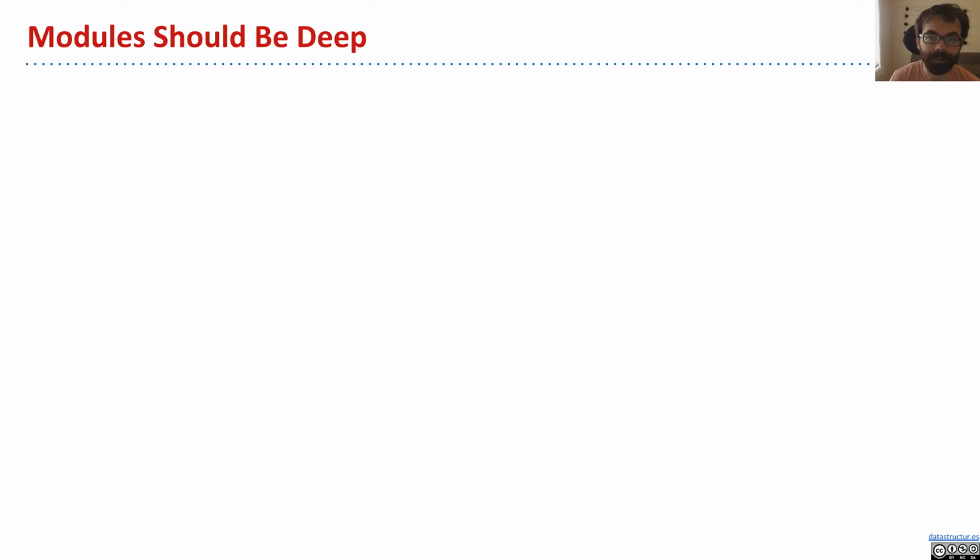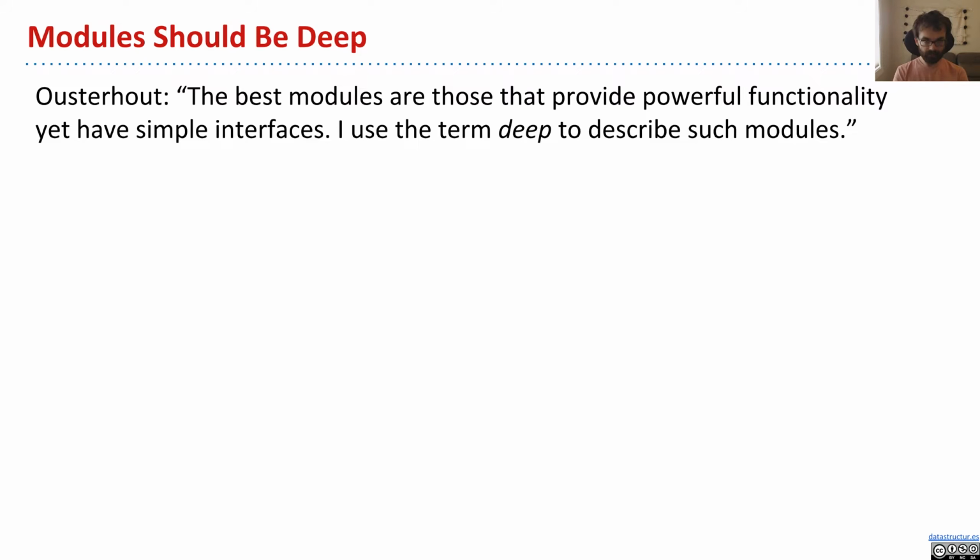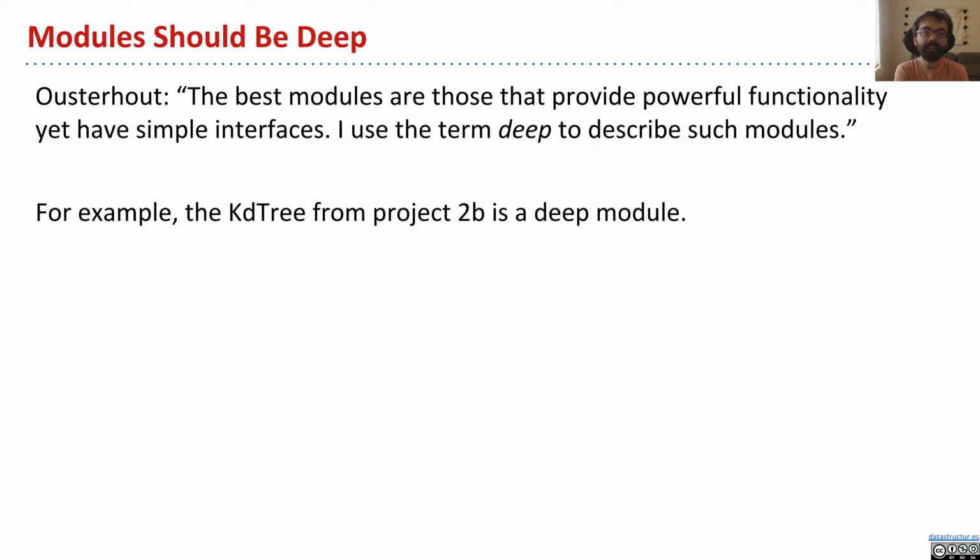Another really nice notion in Ousterhout's chapters 4 and 5 of the book is that modules should be deep. So another quote I really like is that the best modules are those that provide powerful functionality yet have simple interfaces. I use the term deep to describe such modules. So as an example, the KD tree we did in our class is a deep module. In fact, most of the things we've created are deep modules. It has a really simple interface.